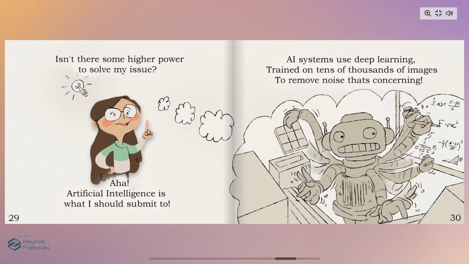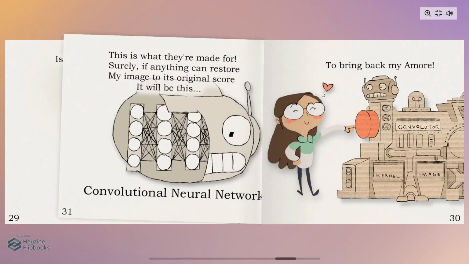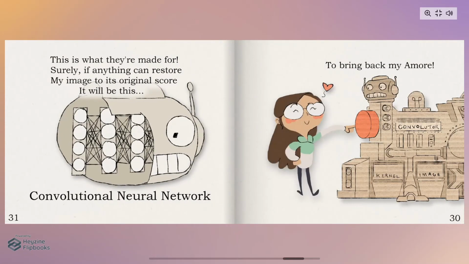Aha! Artificial intelligence is what I should submit to. AI systems use deep learning, trained on tens of thousands of images, to remove noise that's concerning. This is what they're made for. Surely if anything can restore my image to its original score, it will be this convolutional neural network to bring back my amour.